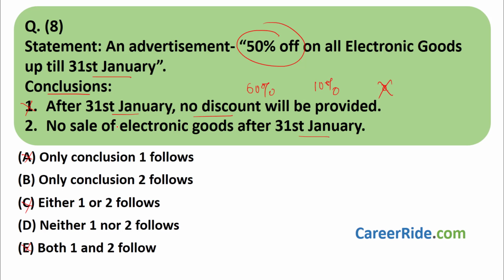Second conclusion: no sale of electronic goods after 31st Jan. They are talking only about the discount on electronic goods. They are not talking about selling or buying electronic goods or anything like that. They might continue selling the electronic goods after 31st Jan. So there is no reference to selling of electronic goods. It is only a reference to discount. So the second conclusion also does not follow. So the answer is D. Neither 1 nor 2 follows.